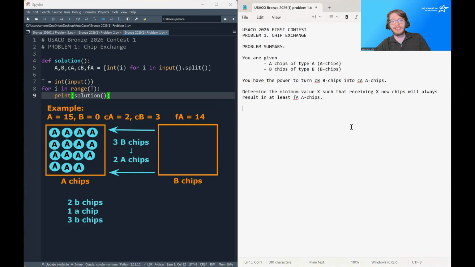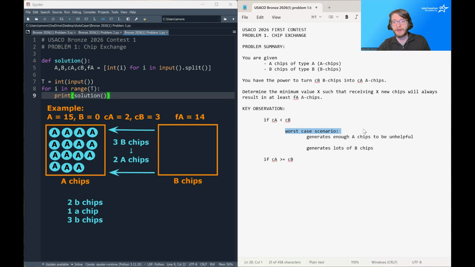So what we're going to see is that in this problem, there are actually at least 2 major cases. The first case is that C of A is less than C of B. This is the case that we analyzed here to the left. And in this case, it is better on average to create B chips. So the rough idea for the worst case scenario is we are going to generate lots of B chips and then generate just enough A chips to be unhelpful. We're going to define what unhelpful means later on.